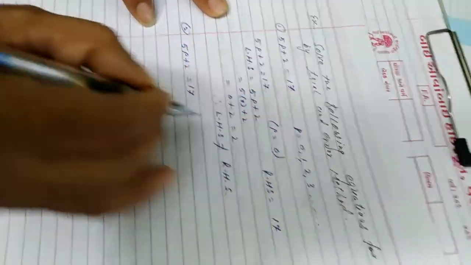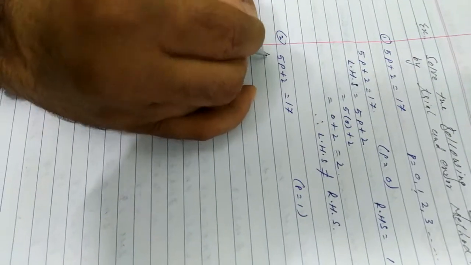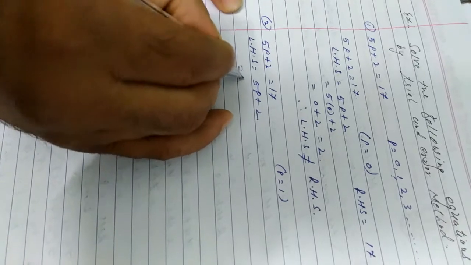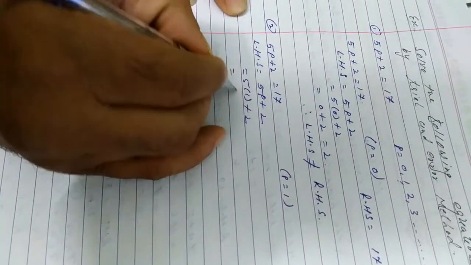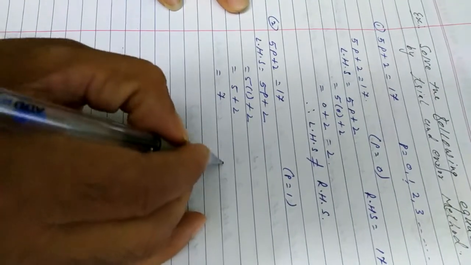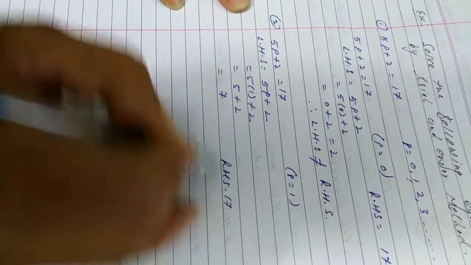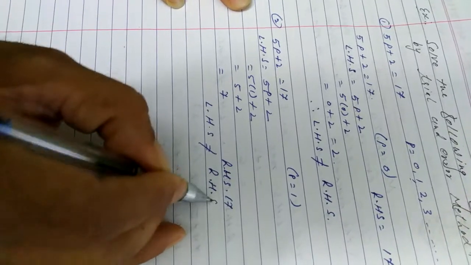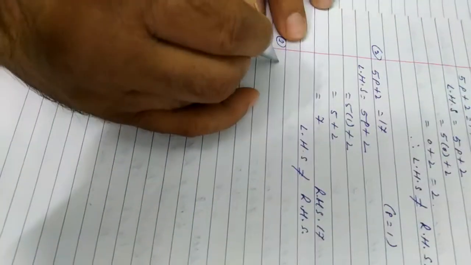In the same way we go with the next one. Suppose p is equal to 1. So left hand side is equal to 5p plus 2. So p is equal to 1, so 5 ones are 5 plus 2. So 5 plus 2, 7. And RHS is equal to what? Already we have 17. So again we can say left hand side is not equal to right hand side.